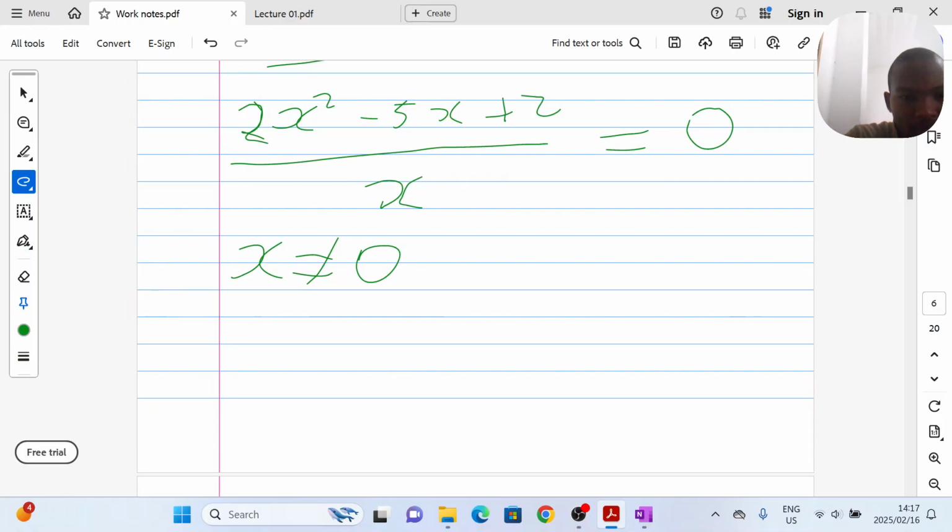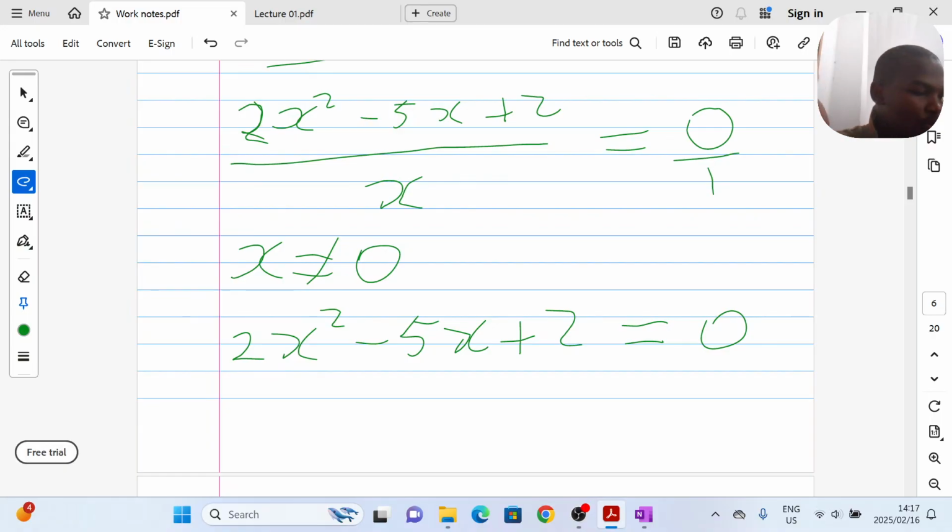Now we are only left with this. For this thing on the left to be equal to 0, we need 2x squared minus 5x plus 2 to be equal to 0. That's the only way this thing on the left will be equal to 0. We're not cross multiplying anything here. If you are tempted to cross multiply, you can, because x is not equal to 0. We just declared that. But another way to look at this: it will only be equal to 0 if the numerator is equal to 0.